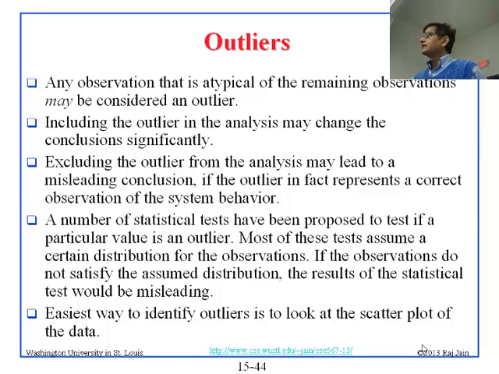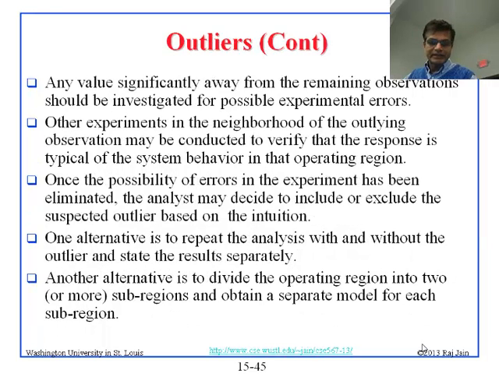So this is the line I'm saying here. A number of statistical tests have been proposed, and they are based upon certain assumptions which may or may not be valid, and so I'm not suggesting any mathematical method of finding outliers. Any value significantly away from the remaining observations should be investigated for errors, and investigation in the neighborhood should be conducted. So generally what happens is, there are some visual tests actually.